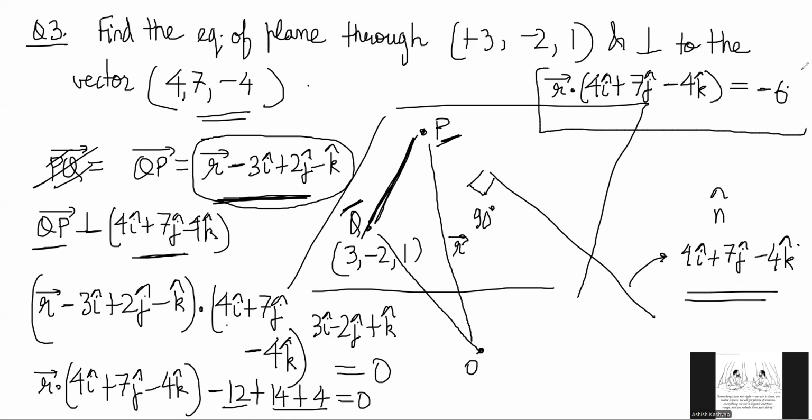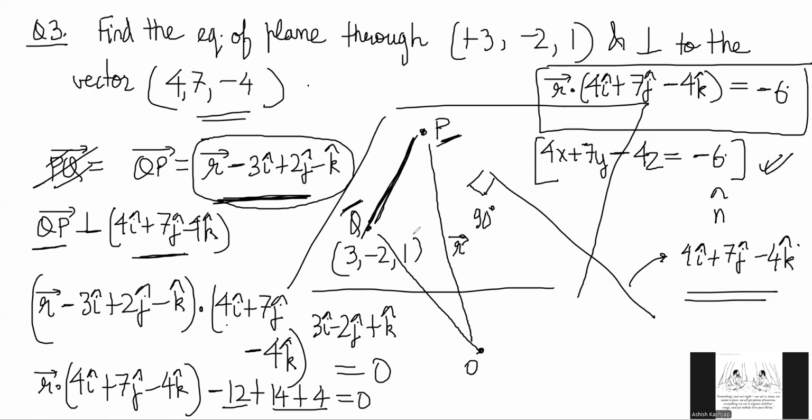And this is my vector equation of the plane. Because r is a variable point, it is like xi plus yj plus zk. If you put that here, you can even get the Cartesian form. You'll get 4x plus 7y minus 4z is equal to minus 6. And that is the Cartesian form of my plane equation. So I hope you have understood how we use the idea of dot product to get the plane equations and all, right? Okay.